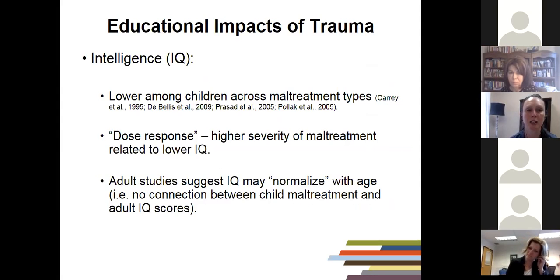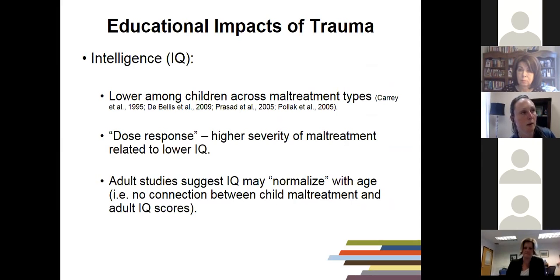In terms of IQ, this is one way that researchers measure cognitive capacity, which is not necessarily the best measure for all groups, but it's one of the ones that we have and we have quite a bit of information on. What's interesting about the research on IQ is that while kids with maltreatment histories tend to score lower on IQ tests, when you look at studies of adults, there is no difference between adults who have histories of trauma and those who do not in terms of how they do on IQ testing. That suggests there's some process helping this to normalize across development. So there are ways in which kids are able to catch up.